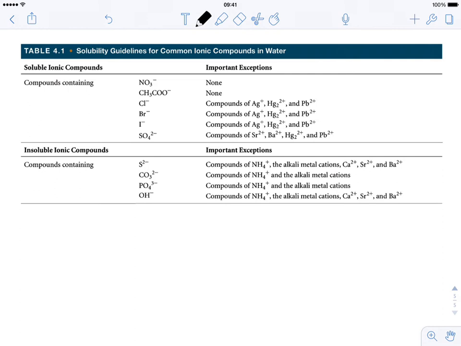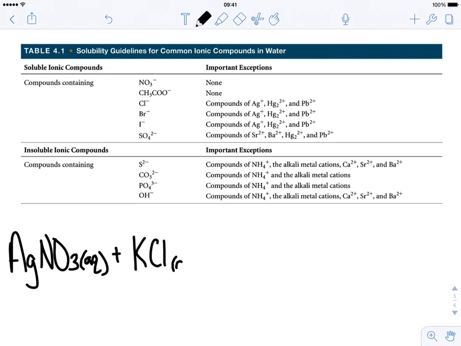Okay, let's say we have silver nitrate in aqueous solution, and that is reacting with potassium chloride in an aqueous solution. And we want to know if when these two compounds come together, they form a precipitation reaction.